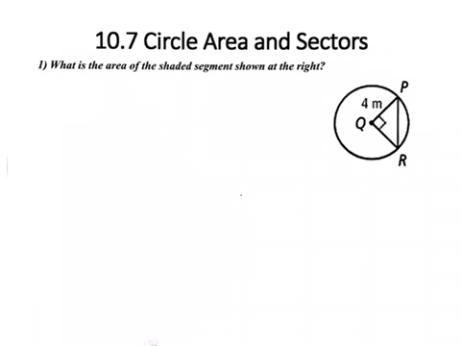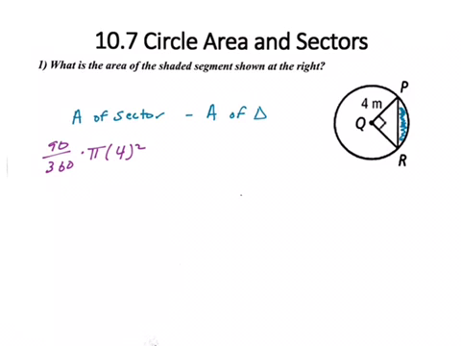So what is the area of the shaded segment shown at the right? Well, in your case, you don't have a shaded segment, but I can tell you it is this segment here. In this case, we're going to find the area of the sector first, and then subtract the area of the triangle that we don't need. The area of the sector would be 90 over 360 times pi times 4 squared. And then we subtract the area of the triangle.